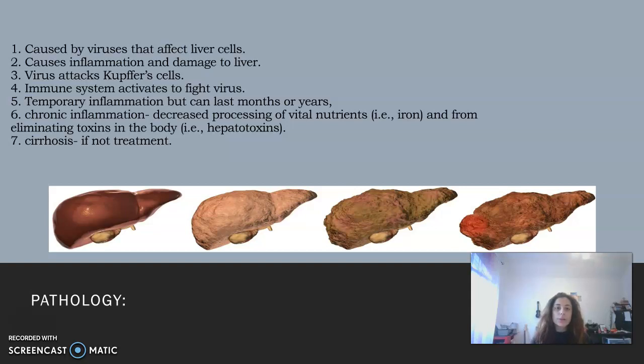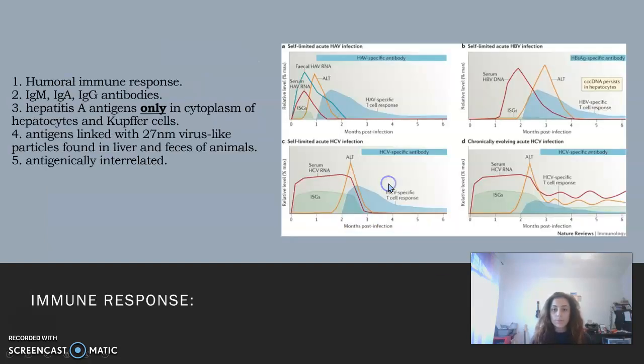And if no treatment is conducted, it can lead to cirrhosis of the liver, which is scarring. So over here we have a healthy liver, fibrosis, cirrhosis, which is the scarring over here, and then this is cancer, which we really don't want.